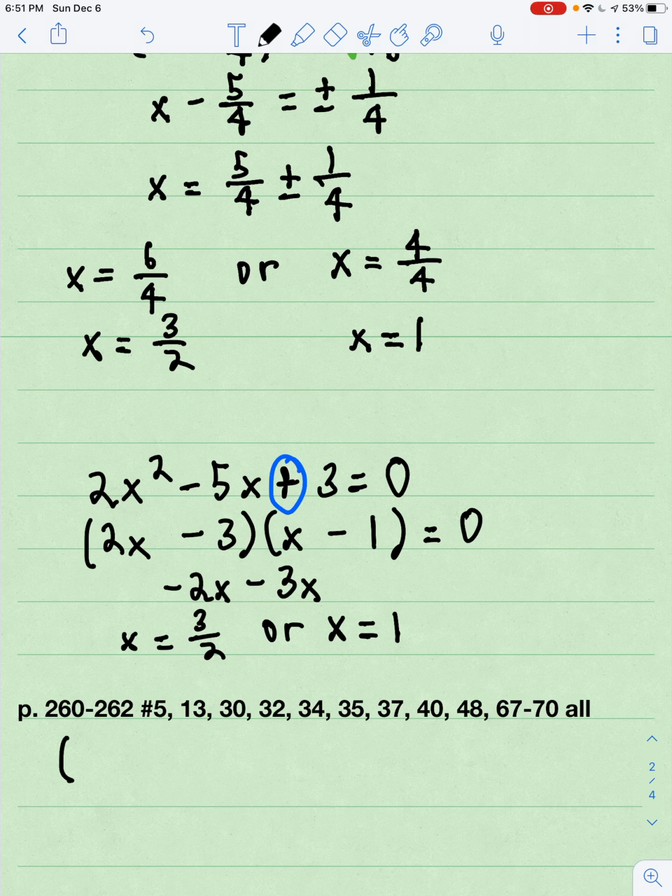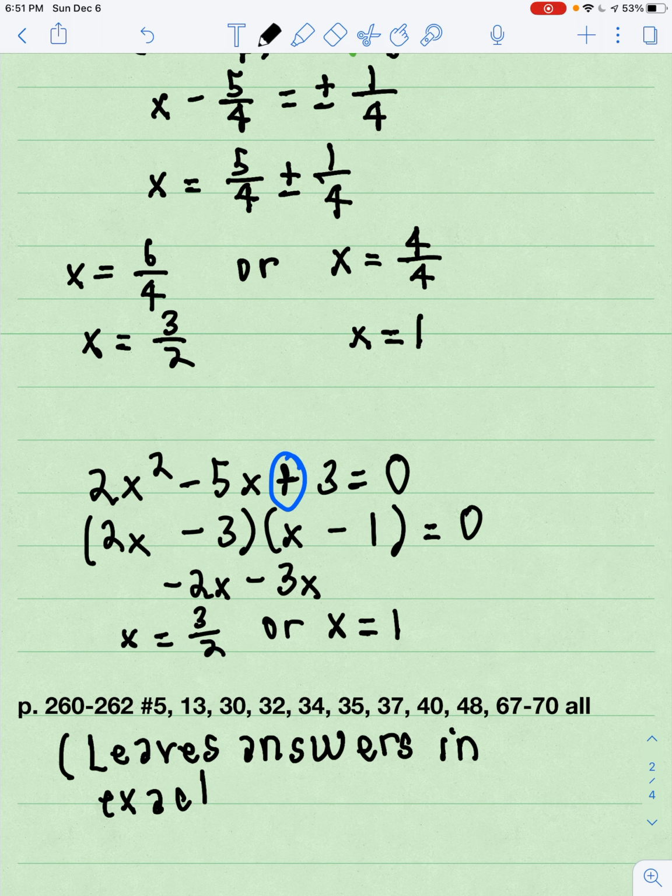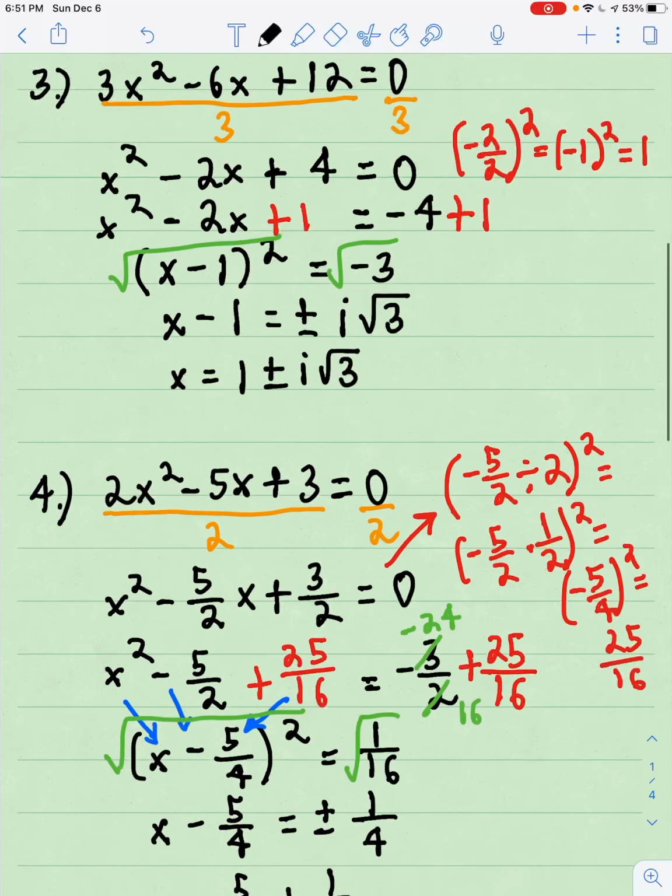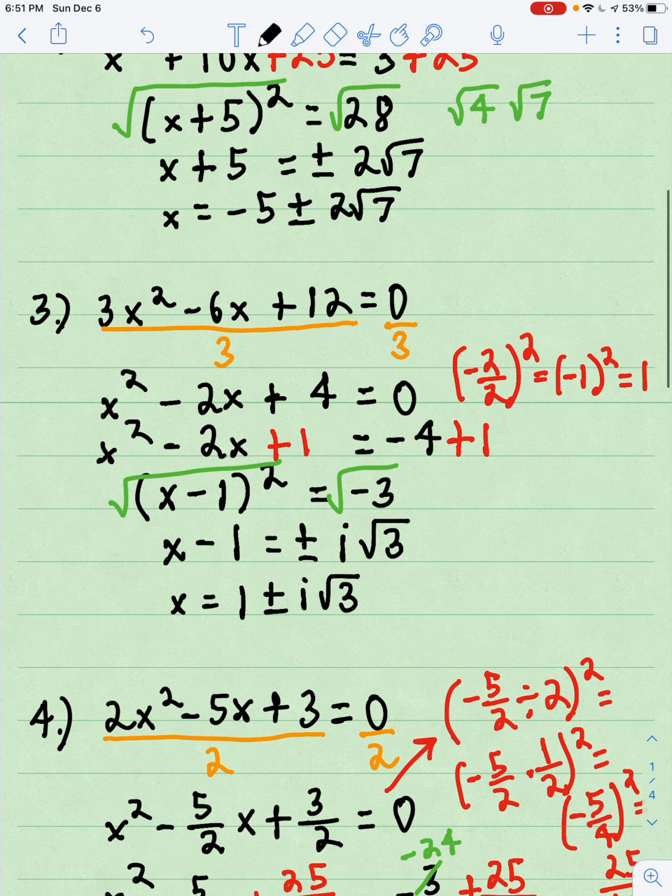simplified radical form. Leave answers in exact form. Do not use decimal approximations. And I know the book has decimal answers, but that's more work than you need to do. And so leave them in a simplified form. If it's a radical, like we did above here, notice I never went to the decimal approximations here. I just left them with simplified radicals.